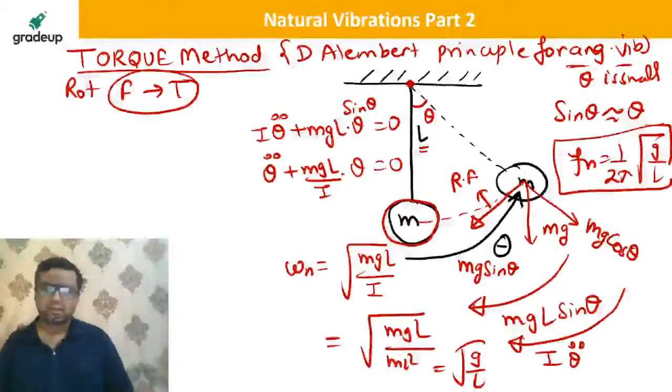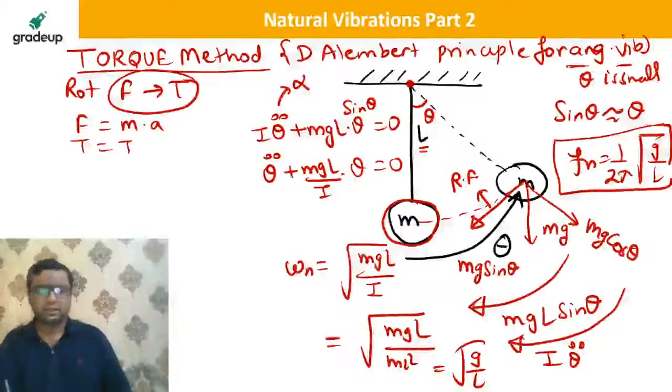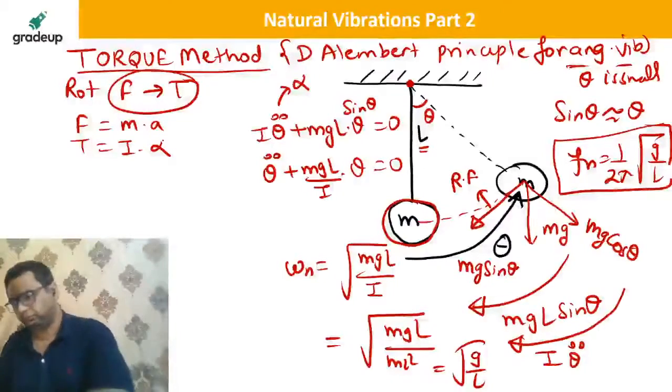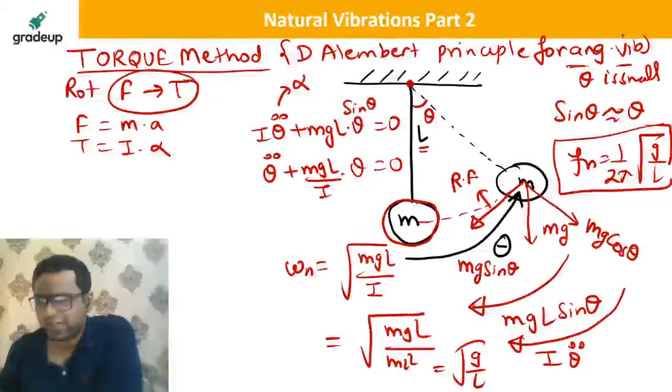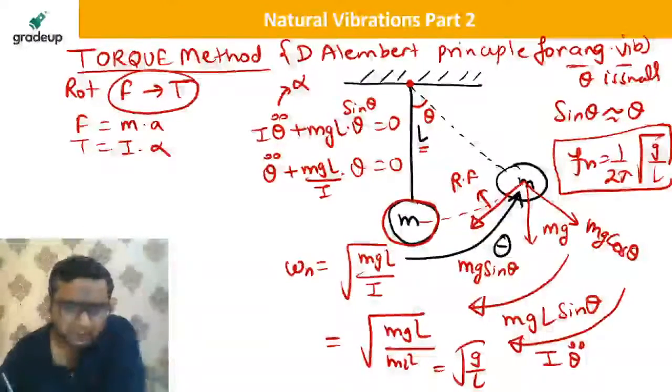Yes dear, theta double dot is acting like alpha only. As you know, F is equals to m into A, T is equals to I into alpha. Yes, Vicky, you are very much correct. So guys, this was torque method.